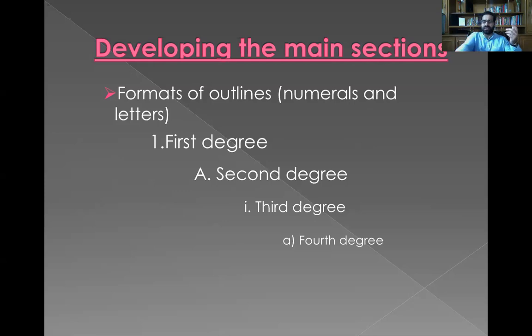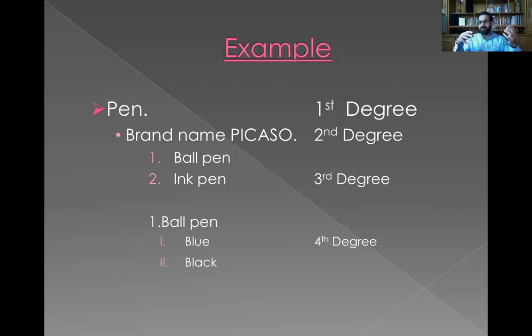For example, let's say we're talking about a pen. So it's a first degree, like a general thing. Then we talk about which brand it is. Is it a Picasso? Is it a Piano? Is it a Dollar? So it's a Picasso. Okay, this is my second degree. The third one is whether it is a ball pen or an ink pen. So it's an ink pen. Okay, so going over there.